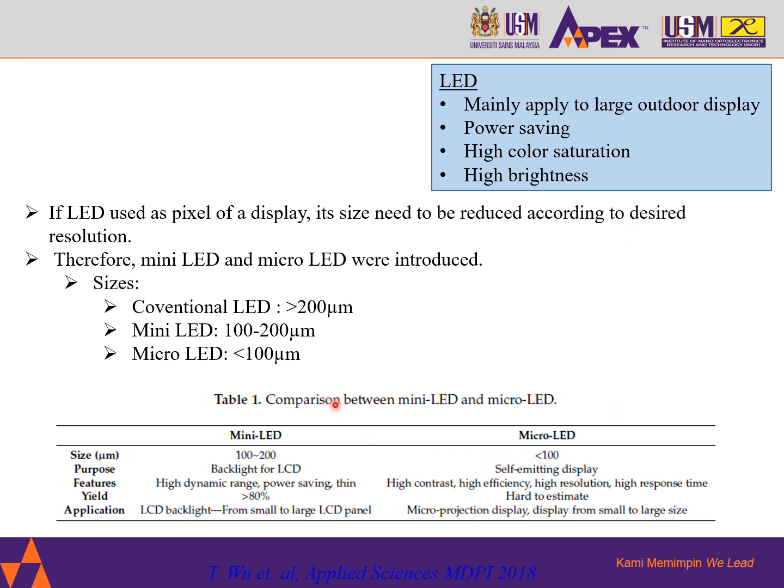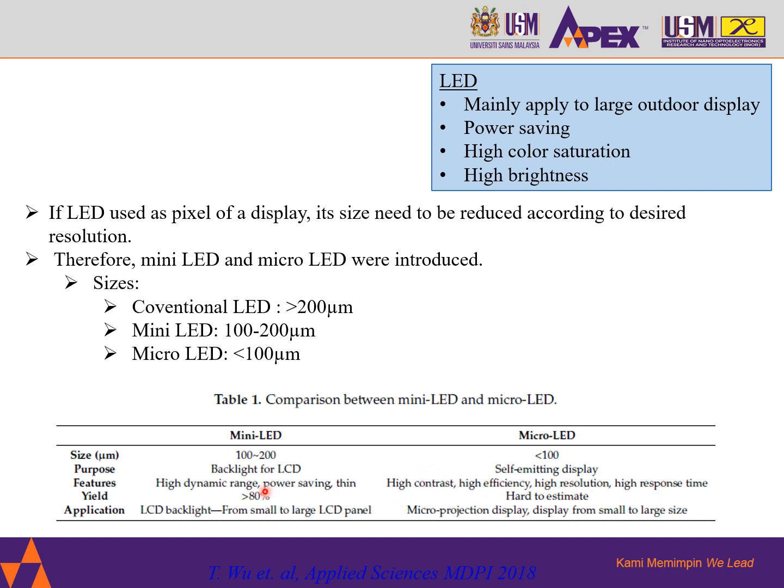As you can see here, there's a comparison between mini LED and micro LED. The size, as I mentioned earlier. The purpose of mini LED is for the backlight for LCD, and for micro LED, the purpose is actually to be itself utilized as a self-emitting display. Mini LED has a high dynamic range, power saving, and is very thin. Micro LED has high contrast, high efficiency, high resolution, and fast response time.